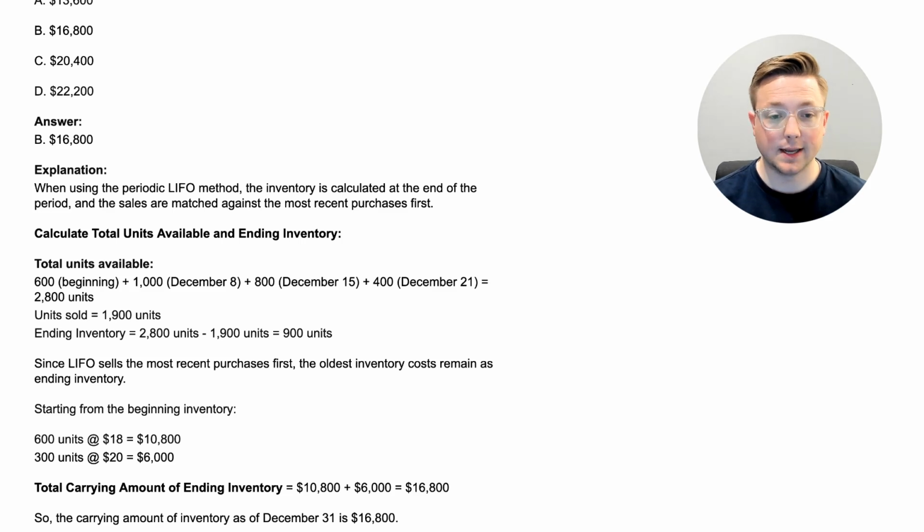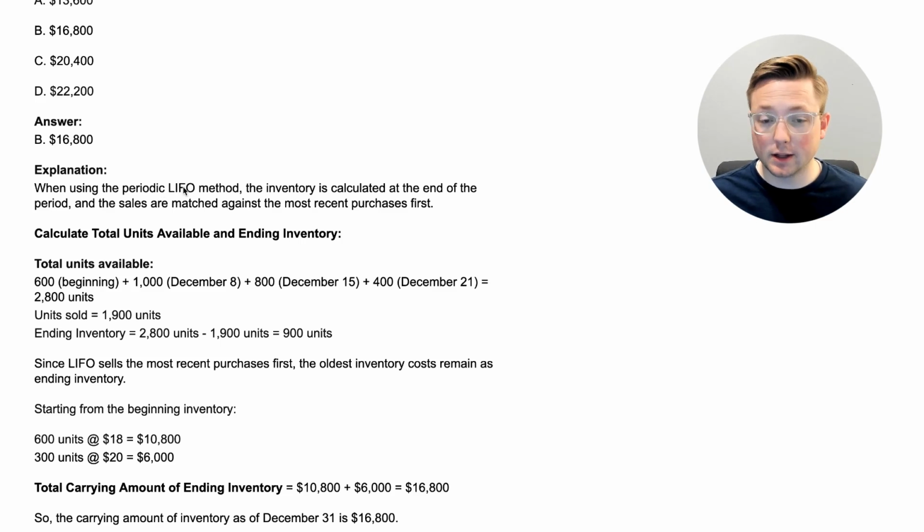All right, here we are. The answer is B. $16,800 is going to be the carrying amount of the inventory using the periodic LIFO method. Now, this is actually very simple. I really didn't understand this at first when I was studying it. I was like, this makes no sense. But I was able to eventually understand it, and I hope that I can teach how to do it in this question very clearly. So let's go through this.